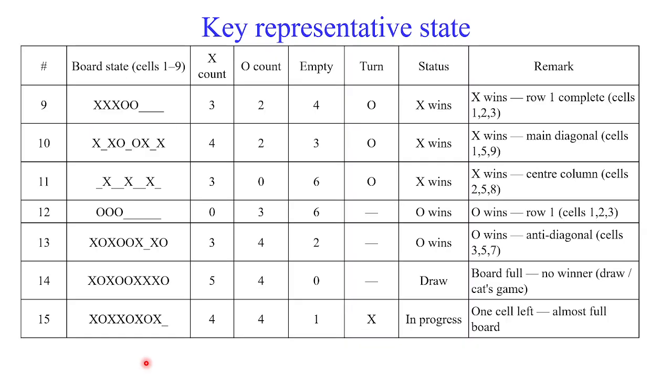You see in the ninth state, X has got the winning line XXX. Here X wins. If it is going to be a diagonal row, then also X wins. 1, 5 and 9. Here. Okay. Similarly, here also you can see X wins the center column. 2, 5, 8.